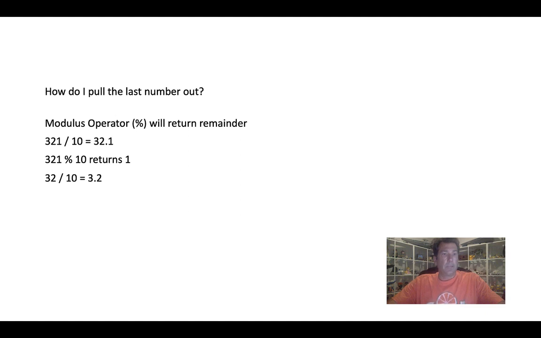So 32 divided by 10, 3.2. Modulus 10 returns the 2. And then finally we're left with 3 divided by 10, which is 0.3, but the modulus will return the 3. So if you look, we've successfully reversed the integer, 1, 2, 3.